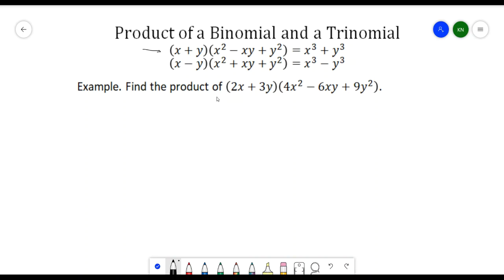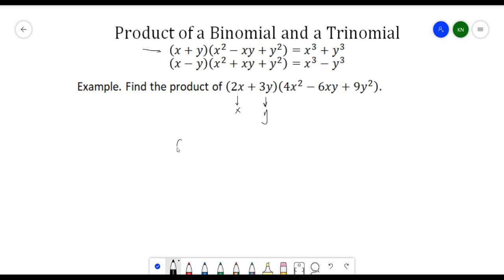So meaning to say, we can easily find the answer of this one without using the distributive property anymore. We just need to apply the product of a binomial and trinomial, and you just need to familiarize the forms of our special products so that you won't have to answer this in a long process. So that being said, our x is 2x, right? This is our x and this is our y. So we just have to cube this one. We just have to raise this to 3.